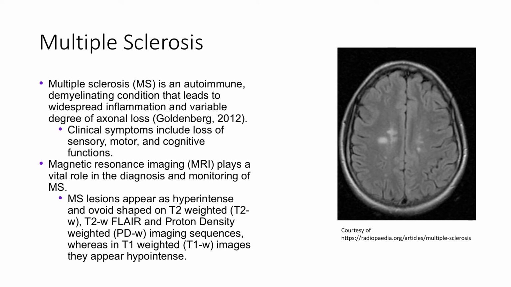Multiple sclerosis is an autoimmune demyelinating condition that is thought to affect 2 million people worldwide. It is characterized by loss of sensory, motor, and cognitive function. MRI plays a vital role in the diagnosis and monitoring of MS. It is able to disseminate lesions both in space and time. MS lesions appear hyperintense on T2 weighted and proton density images, whereas they appear hypointense on T1 images.